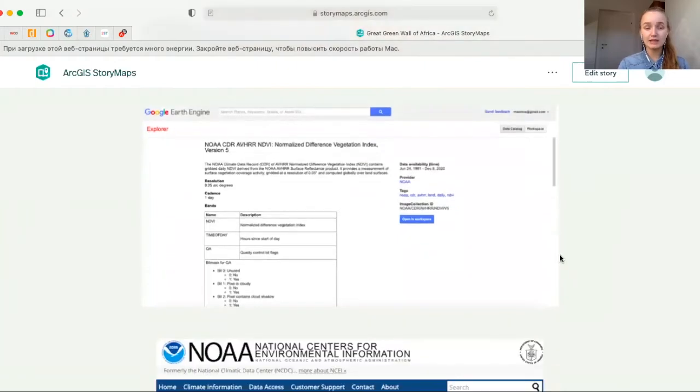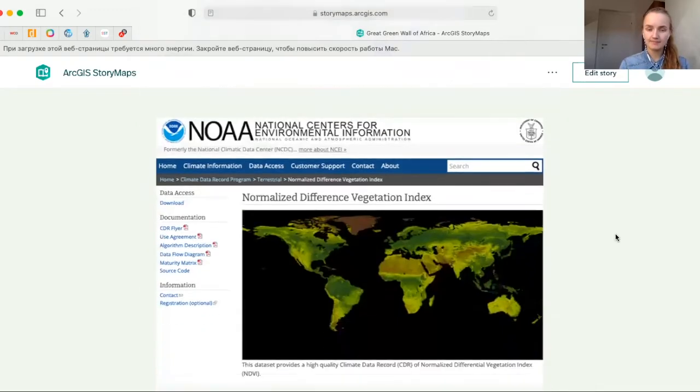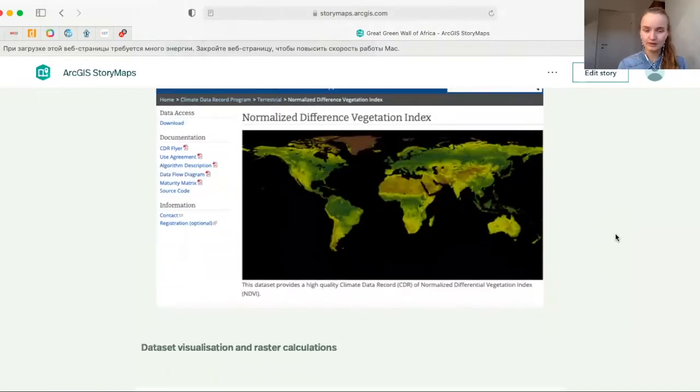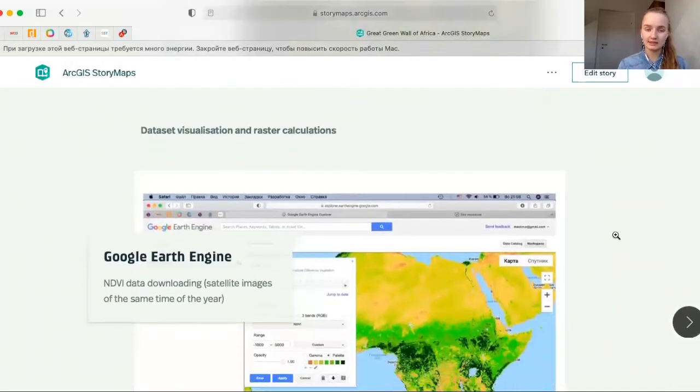The NDVI index is the normalized difference vegetation index, which is commonly used to see the difference between vegetation growth and losses in an area. And here you can see that I used the NOAA dataset for my project, because this NDVI dataset from the National Centers for Environmental Information is quite reliable, and everybody uses it all over the world. So let's see how I visualized the data.